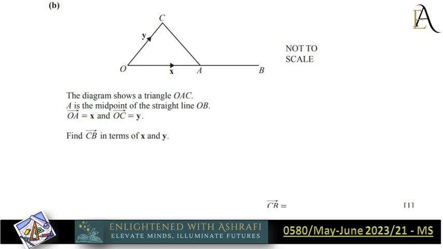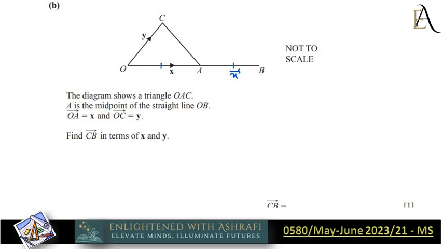Part B. We have a diagram that shows a triangle OAC. A is the midpoint of a straight line OB. OA is X and OC is Y. Find out CB. Now since A is the midpoint, this is going to be equal to this, so this is also going to be X. So let's see, we have to find out CB.